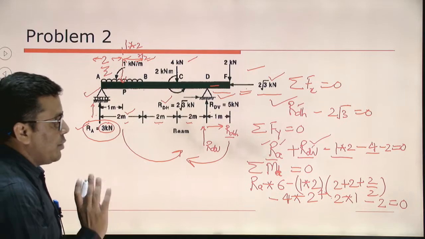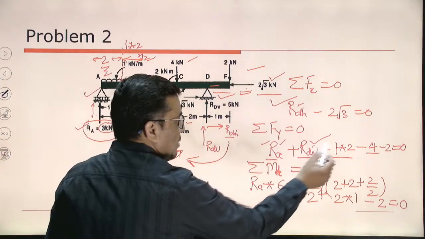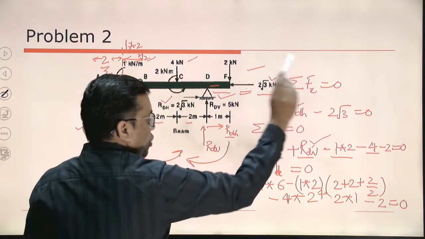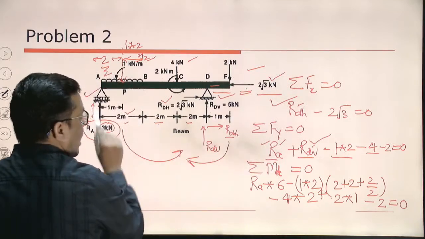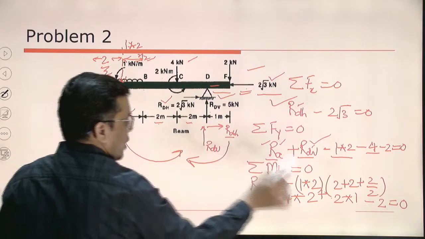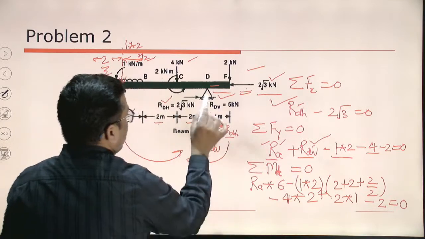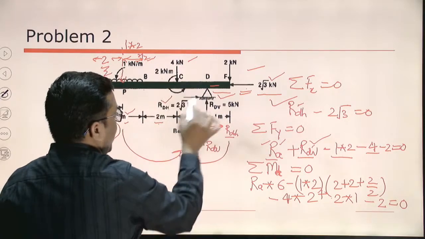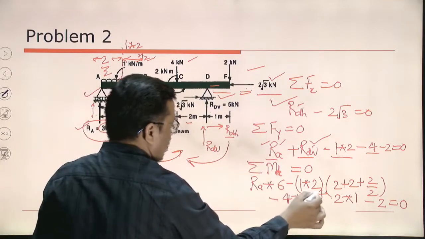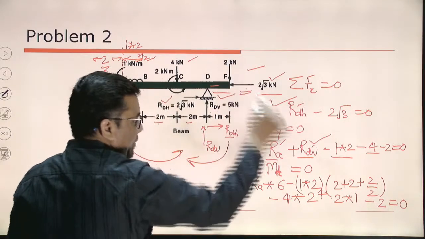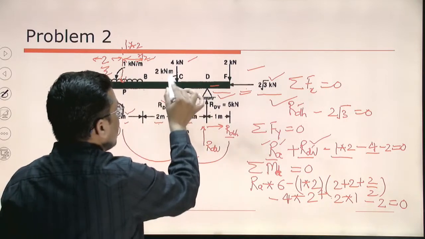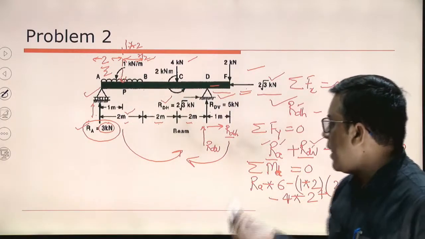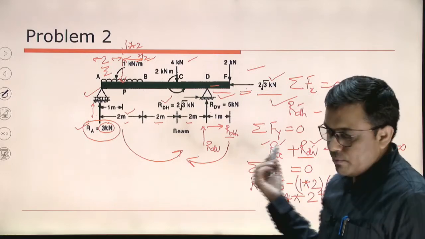So now we have two equations. Sigma Fy equal to 0: RA plus RDV minus 1 into 2, which is the UDL, minus 4 minus 2. Okay, in sigma Fy, RDH is already done. Moment about point D: RA into 6, force into perpendicular distance, then 1 into 2, the UDL, which is 2 plus 2 plus 2 by 2 distance away from point D, then 4 kilonewton at 2 meters, 4 into 2, then at point F 2 into 1, then a point moment. Mathematically I can solve both of these equations and easily find the answer.